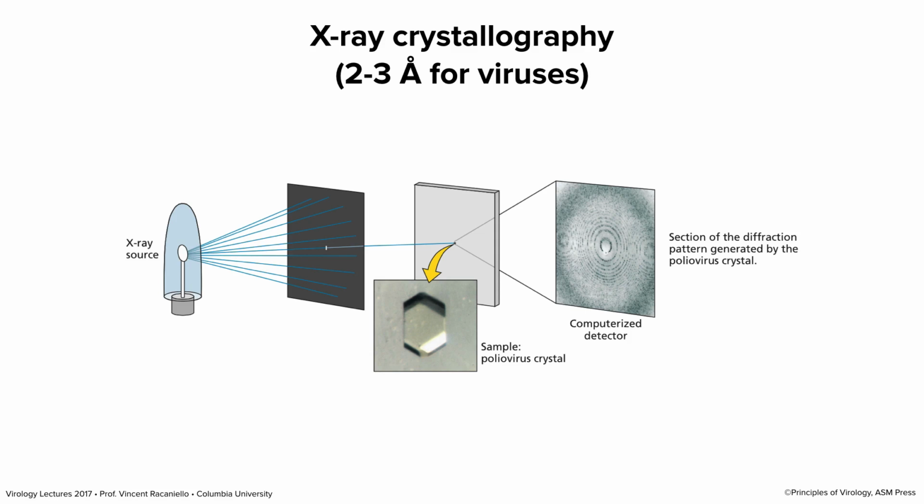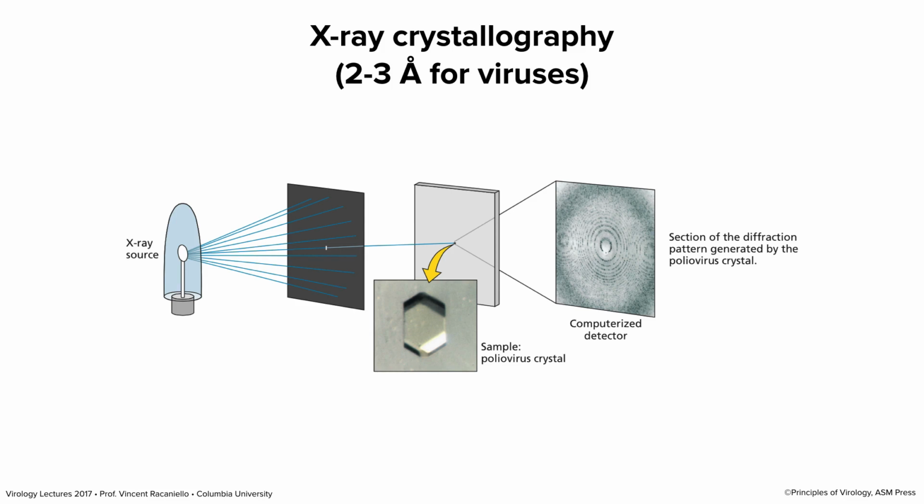You have to be able to make crystals of the virus. So here is a poliovirus crystal. You have to purify the virus, tons of it, milligrams of it, and get it to form crystals. And that in itself is black magic, and it's very hard to do. Sometimes some things never crystallize, and sometimes they do. Sometimes they crystallize, and you can't get any information from them. So many people spent years doing this.